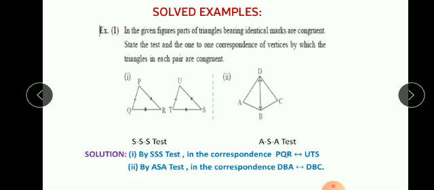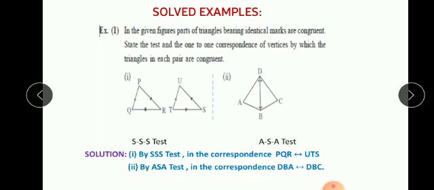So now here there are two triangles PQR and UTS. Here some identical marks are given, that means which sides are congruent. Side PQ is congruent to UT, side PR is congruent to US, side QR is congruent to side TS. So all the sides are congruent to each other. So by which test are these two triangles congruent? By SSS test. In the correspondence, PQR corresponds to UTS.